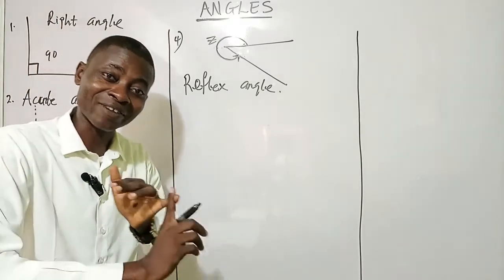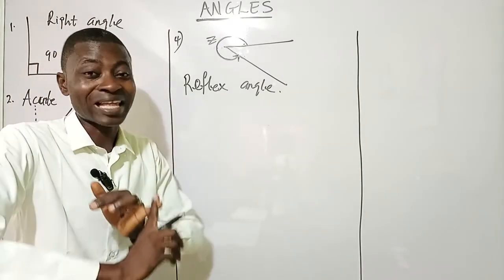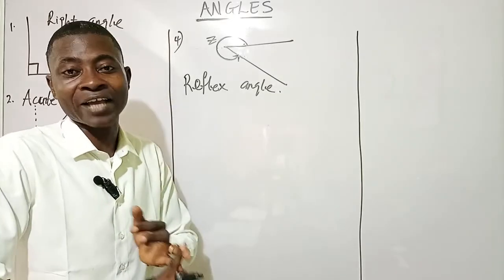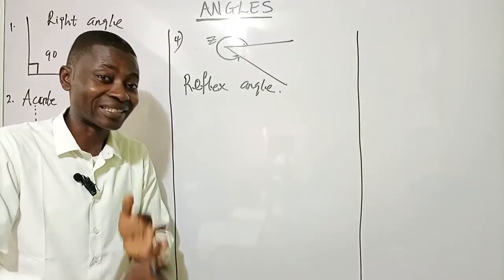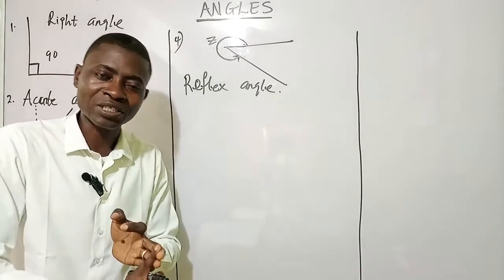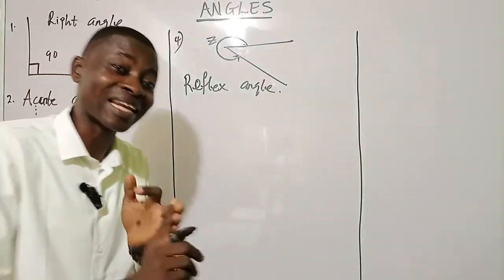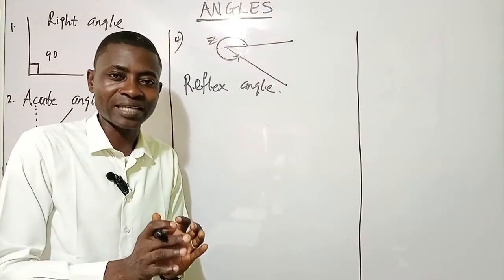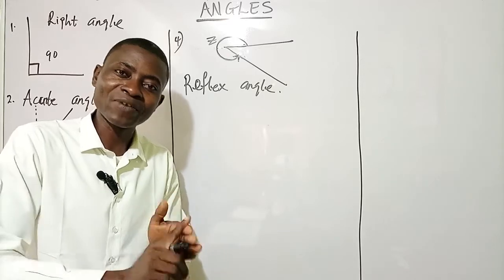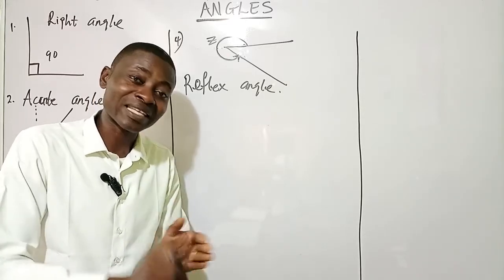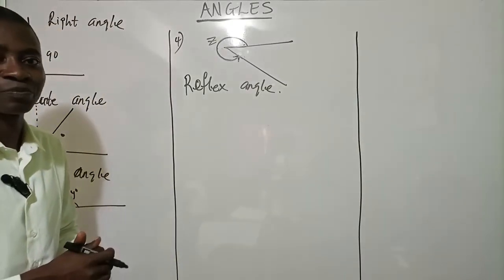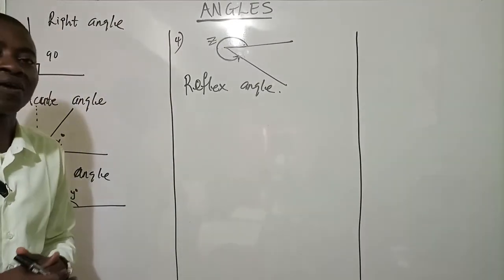The first one is a right angle. That is an angle with 90 degrees. Next one is an acute angle. An acute angle is an angle that is less than 90 degrees. The next one was the obtuse angle. An obtuse angle is an angle that is greater than 90 degrees but less than 180 degrees. And then the one we just talked about now, a reflex angle. A reflex angle is an angle that is greater than 180 degrees but less than 360 degrees. These are the types of angle we have.